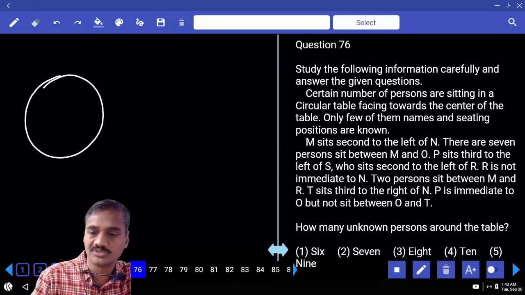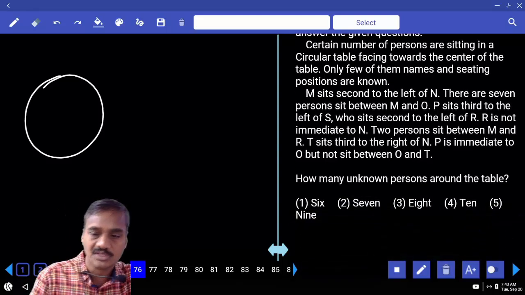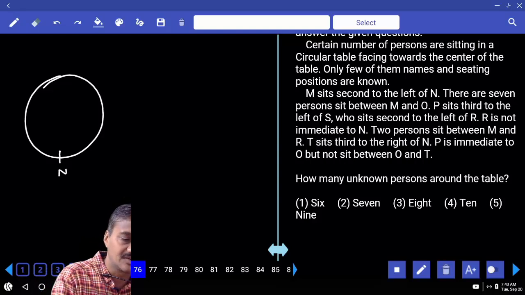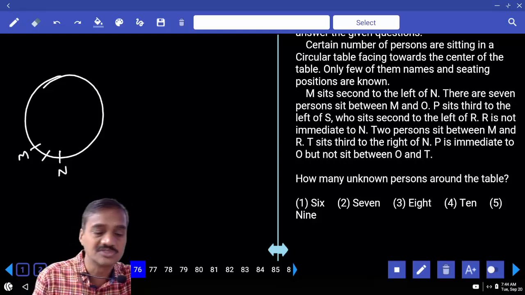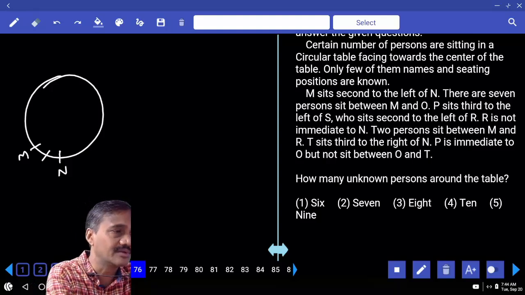Only a few of the names and seating positions are known. M sits second to the left of N. And there are 7 persons between M and O. In between M and O, how many people are there? There are exactly 7. Either O is to the left-hand side or to the right-hand side.